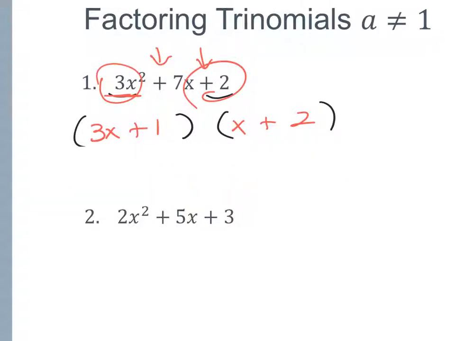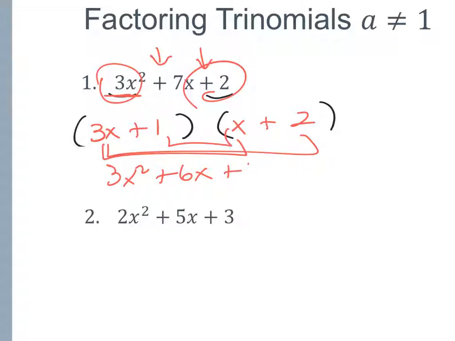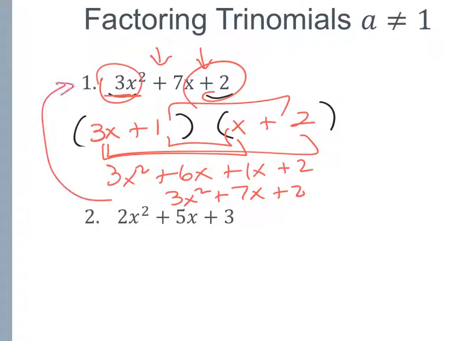So if I FOIL this, first, 3x squared, outside plus 2x, inside plus 1x, and last plus 2. Notice it FOILs back to my original. So the binomials that I found here are correct. That's the guess and test method. If that works for you, you can do that.